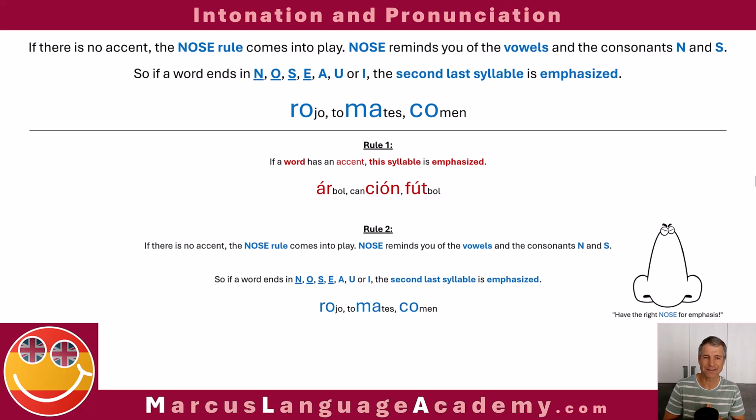So it's tomates. No, tomatés or tómates would be wrong. It's tomates. And we have comen. Comen, it's like they eat, ends in N, again, NOS has an N, so we need to emphasize the second last one. So it's comen. That's the rule number two.